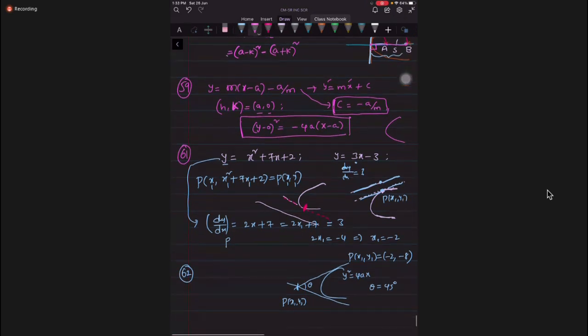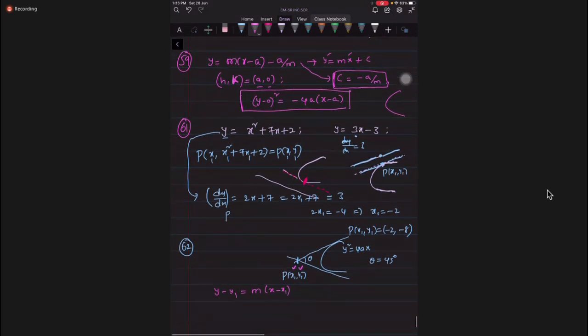Tell me, what is the equation of tangent here? y minus y1 equal to m into x minus x1. Why? It is passing through a point x1 comma y1, right, students? Now we need the locus of x1 comma y1. Now I'm writing this one, y equal to mx plus y1 minus mx1, students.